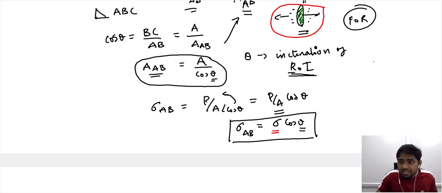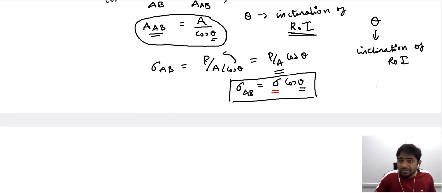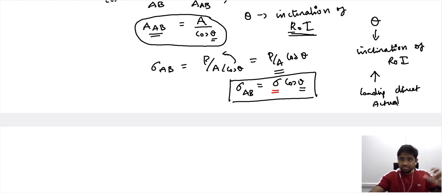So what this theta describes, of course, in our configuration, in our setup that we have considered, is the inclination of our region of interest. However, this inclination of our region of interest is primarily dependent on the loading direction, the actual loading direction. So, depending on what our actual loading direction is, we will be correspondingly rotating the frame of reference, and correspondingly this theta would vary.